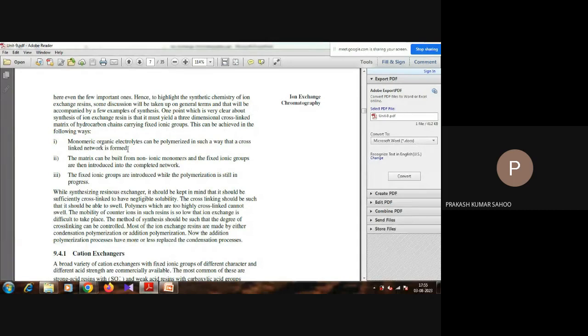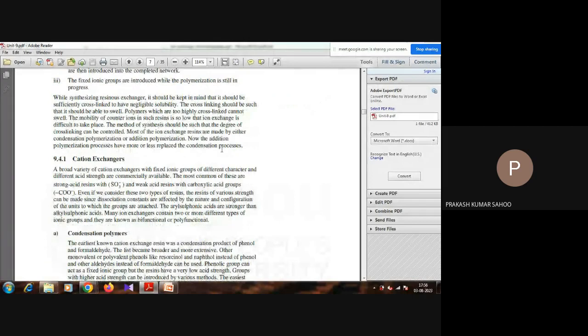That means we have to synthesize the resin in such a way that a monomeric organic electrolyte will form a cross-linked or networking-like structure. This is for your synthesis of resin. Then the matrix can be built from non-ionic monomer, and the fixed ionic groups are then introduced into the completed network. The fixed ionic groups may also be introduced while the polymerization is still in progress. So these are the things which must not be overlooked while synthesizing the resin.